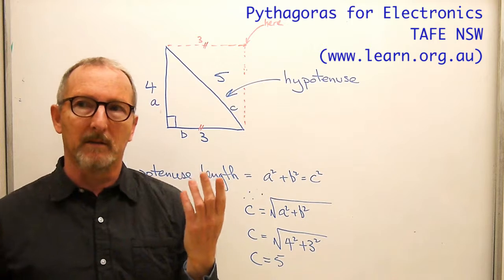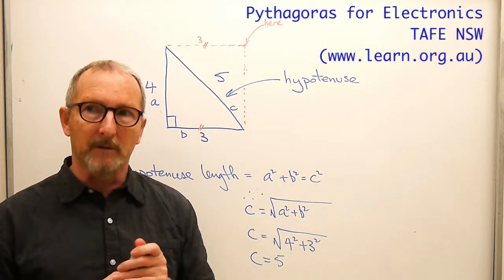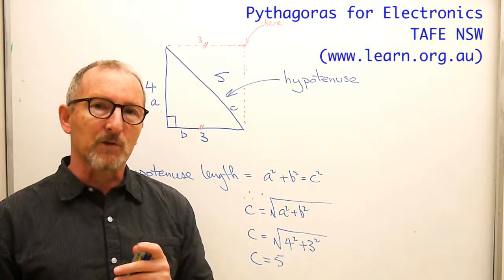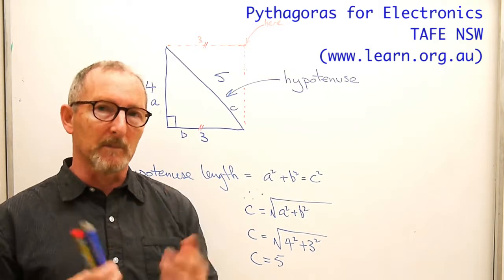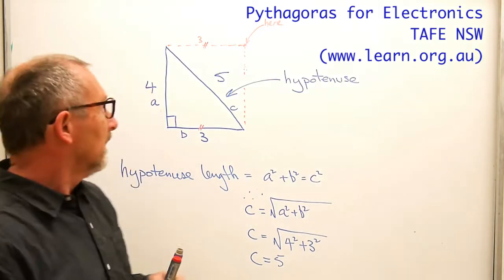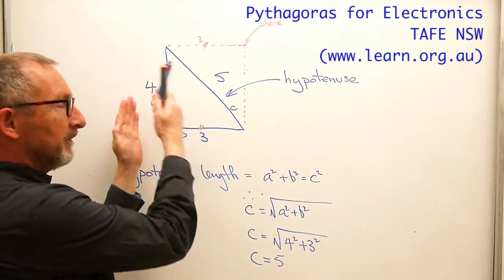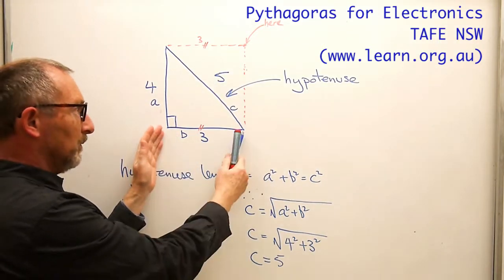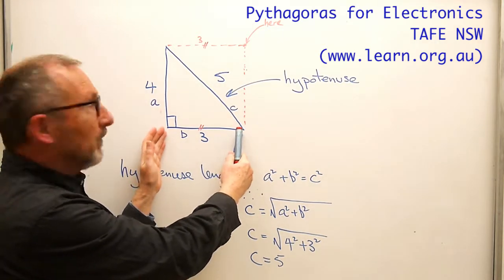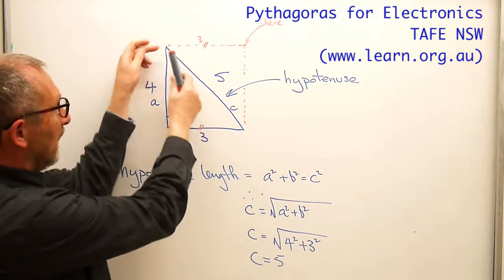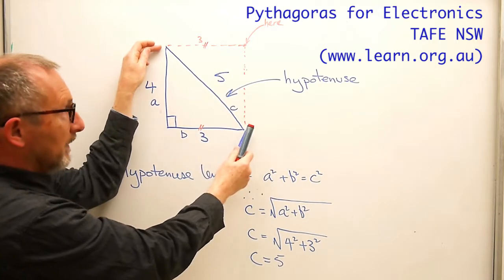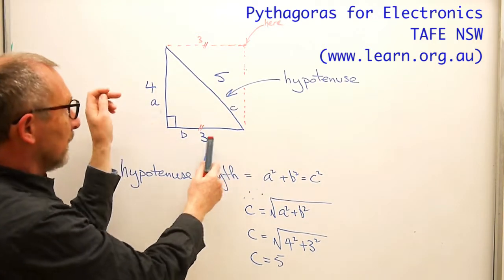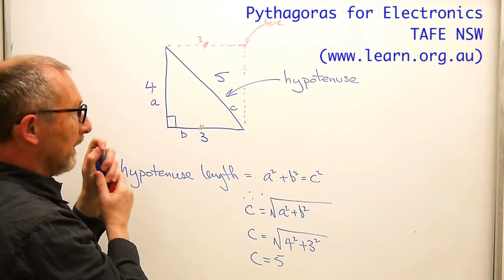Just to explain Pythagoras' theorem as far as electronics engineering goes, and where we're going to be using it in the AC subject. If we think about the 3, 4, 5 triangle, I've got one side with 3 units on it, one side with 4, and the hypotenuse, the longest edge, with 5. So we call this a 3, 4, 5 triangle.